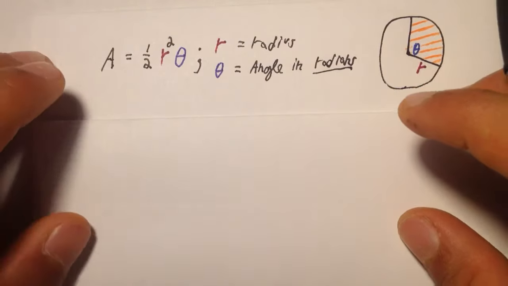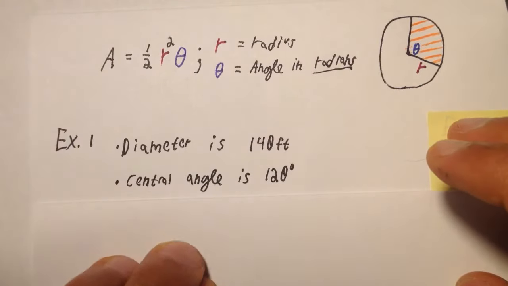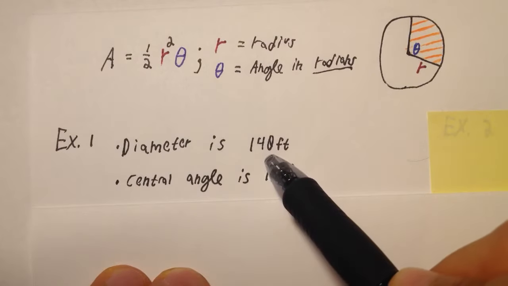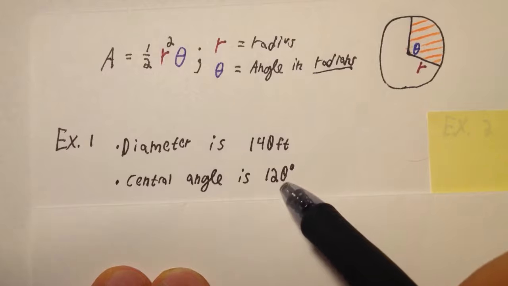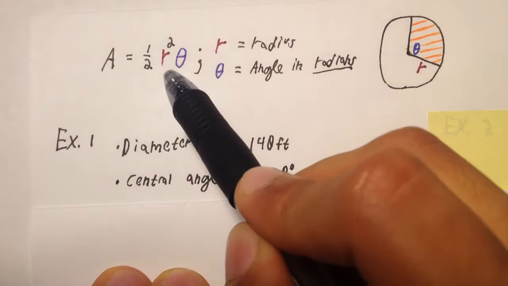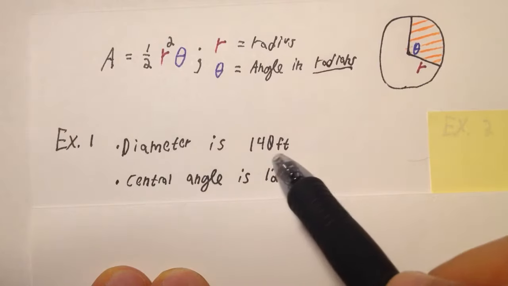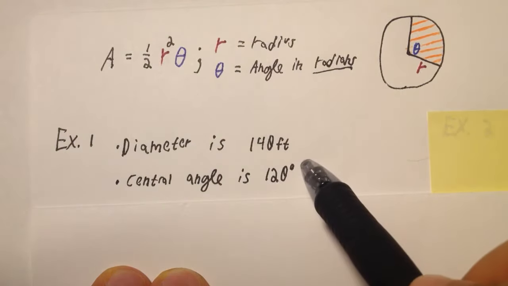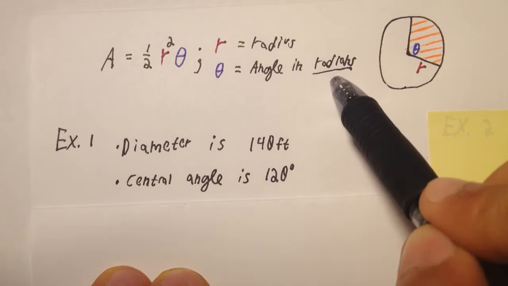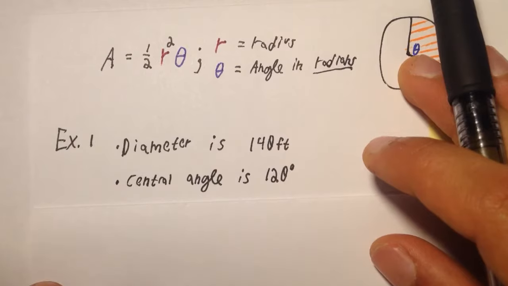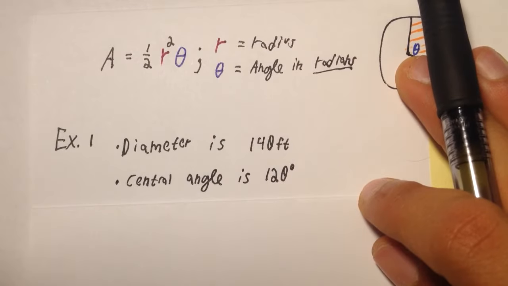Let's look at an example. Let's say I have some circle where the diameter is 140 feet and the central angle is 120 degrees. Well, off the bat, I know my radius is going to be half my diameter, so I'm going to use 70 feet for my radius. But my central angle, I'm going to need to convert that to radians because I cannot use degrees for my formula.